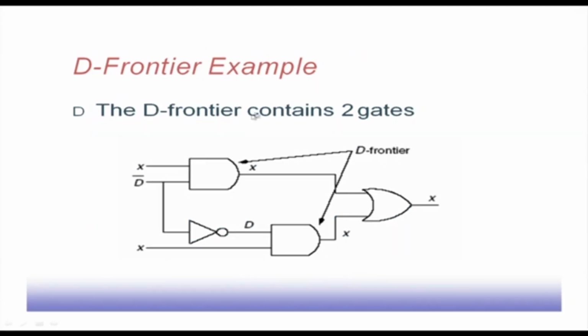In this particular case, you see that this is a gate where we have this line as D bar, and this is a gate where we have D as one of the inputs. These two gates are at the D frontier, because their inputs are either D or D bar, and outputs are not yet defined. So, this D frontier contains these two AND gates.